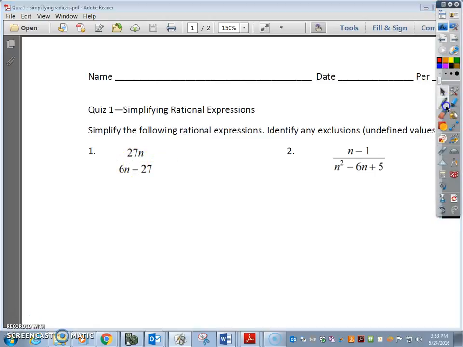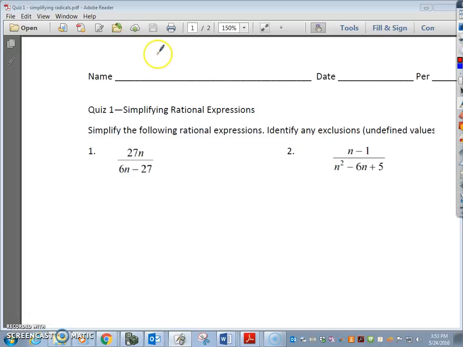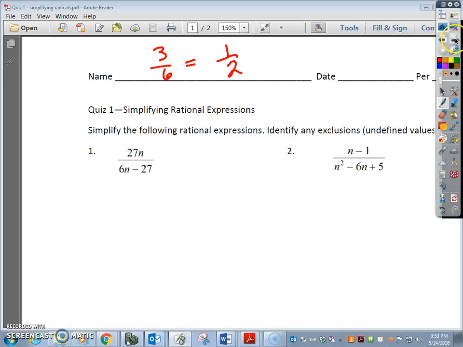So just like with fractions, what we're going to see here is if it reduces. Just like, I don't know, the fraction 3/6 reduces down to 1/2, these rational expressions, these fractions also reduce. And the way they reduce is that the factors cancel out. So let's see how that works. Let's look at number 1.